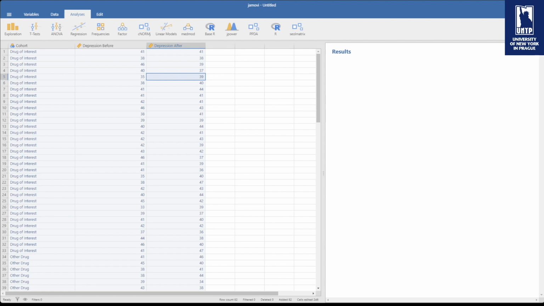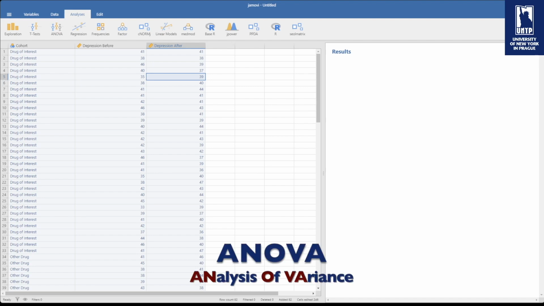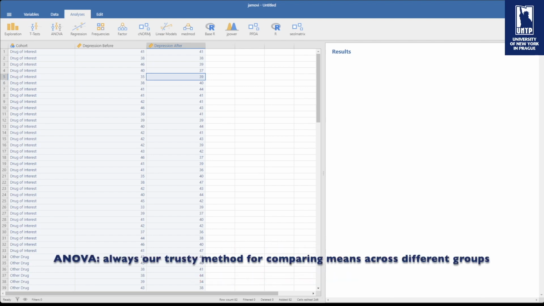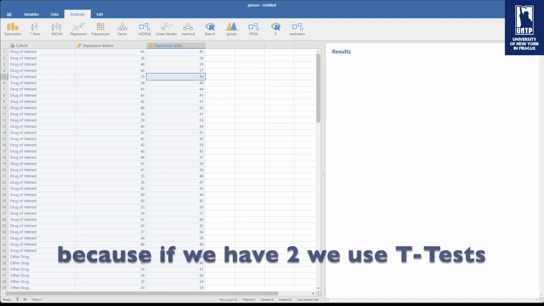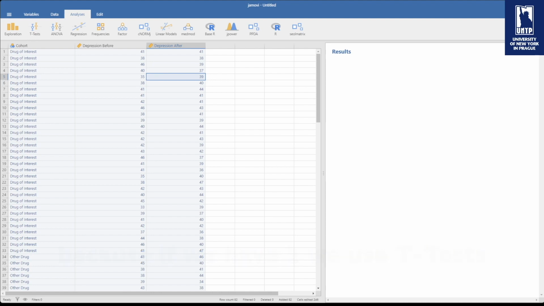Before we dive into this mixed bag, let's do a quick refresher. ANOVA, or analysis of variance, is always our trusted method for comparing means across different groups. How many groups do we need? Yes, you know it correctly: 3 or more, because if we have 2, then it will be t-tests. But wait, there is a twist.